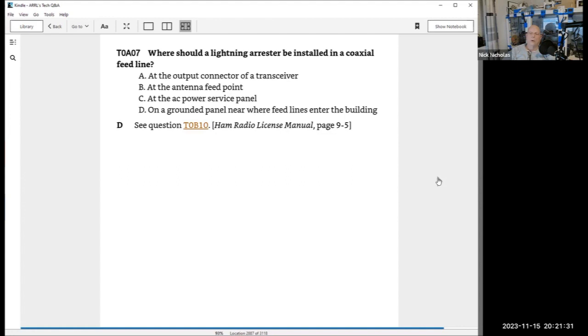Where should a lightning arrestor be installed in the coaxial feed line? Should be outside of the house to begin with, near the AC power service panel point. You can put one at the antenna feed point, and you can put one... no, these answers are not right. Those are all wrong. I'm sorry. It should be outside the house near the ground point of the house, is what I meant to say, not the feed point. So the answer is D. I'm sorry, I'm misreading the question.